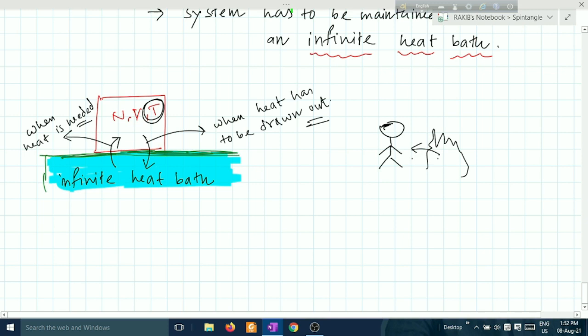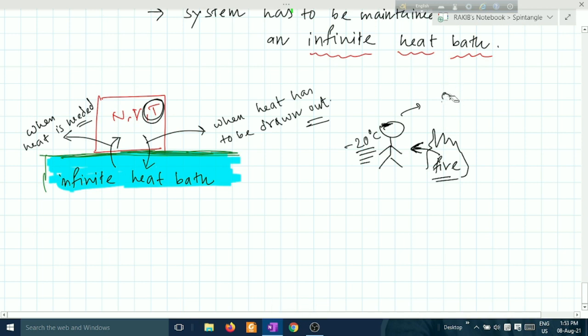You can say this is a heat bath. Say this is fire, and this is some person. When this person is at minus 20 degrees centigrade, this is very cold. He is in Siberia, and he has to maintain his body temperature at a particular temperature. Say our body temperature is 40 degrees centigrade.